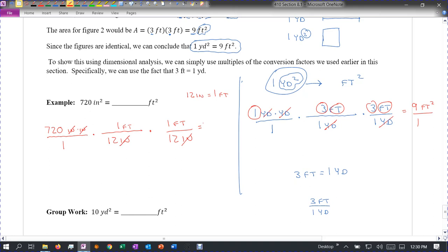So you get here on top 720 square feet over, now be careful here, this is going to be 1 times 12 times 12, that's 144. So now we have 720 divided by 144, which gives you 5. So 5 square feet. So 720 square inches is equal to 5 square feet.